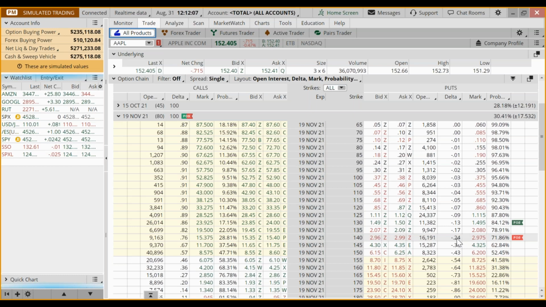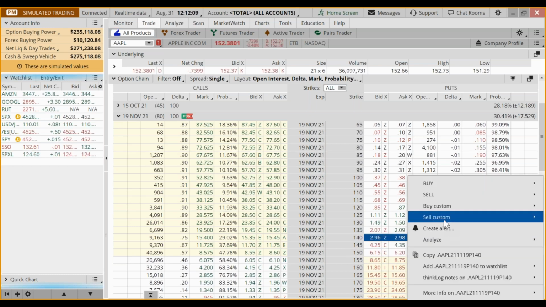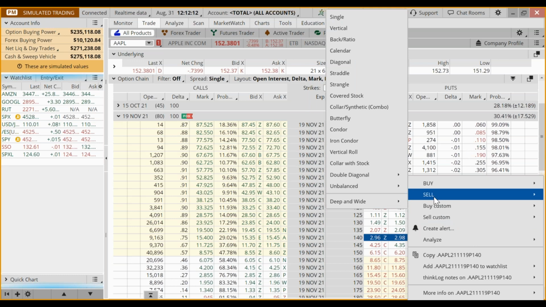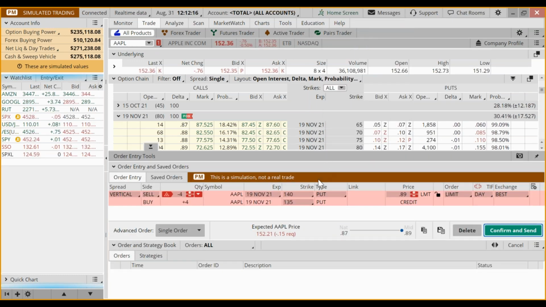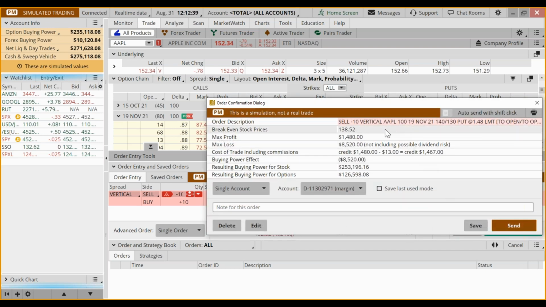Okay, so you click on this. You're going to sell. We always sell. We're sellers. A vertical. Okay, you want to make sure it's 10 points apart because this is a leap. You want to make sure your quantity is correct. You come over here and you say, okay, this is the midpoint. This is where I want to put my order in. You confirm and send. Read this over.